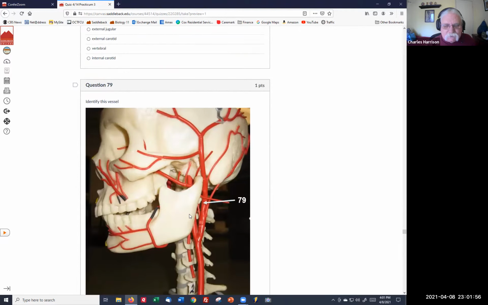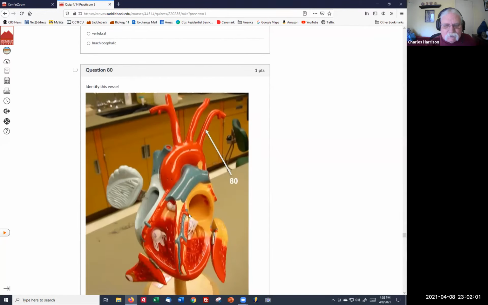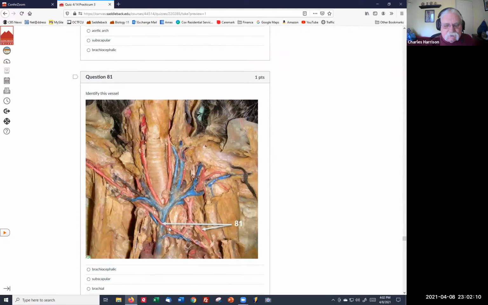External carotid, 79. 80, that's the subclavian, A, B, C, S. These number 81s here and here, these are mammaries. Start is here, comes up to here. This one has been stretched, comes over to here, and it meets with the mammary vein up here.